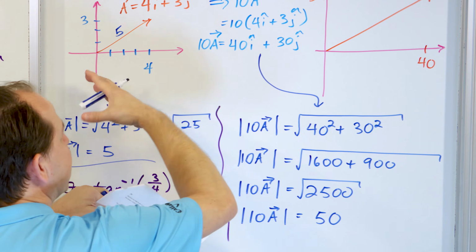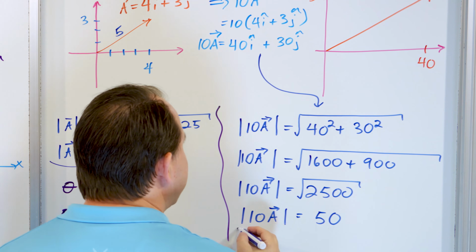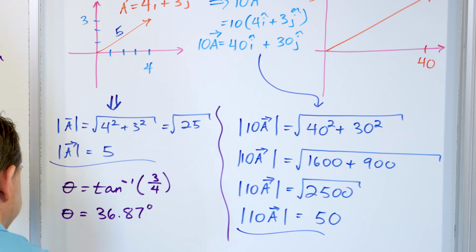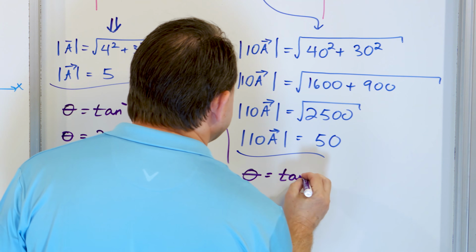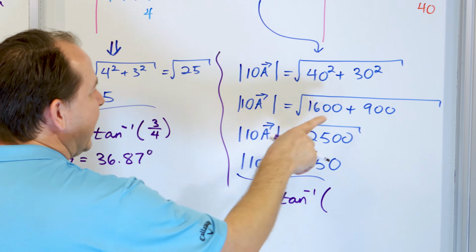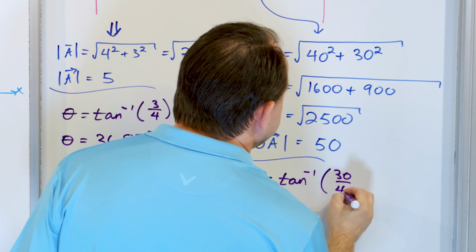Because we took the original vector and multiplied it by 10, we're proving to ourselves that the new vector is 10 times bigger than the old vector. Let's close the loop and ask, what is the angle? It's the inverse tangent of y divided by x. The y component is 30, and the x component is 40.